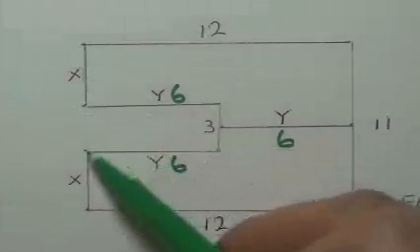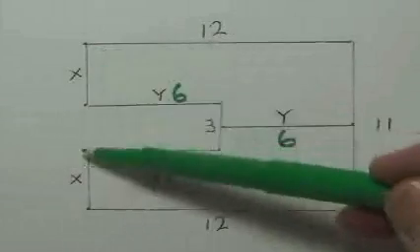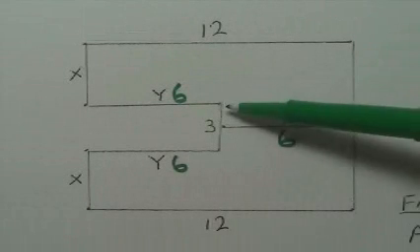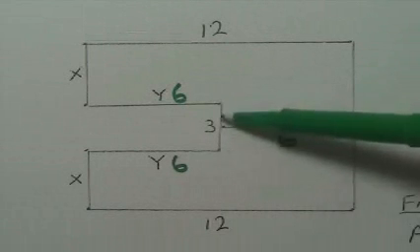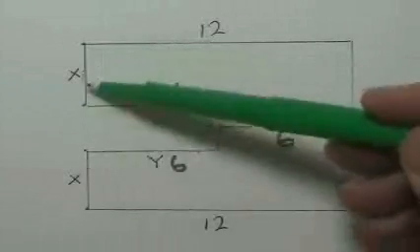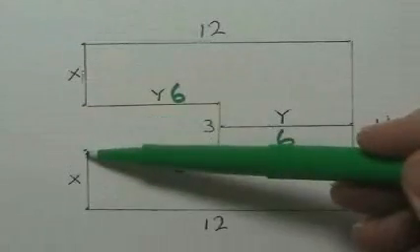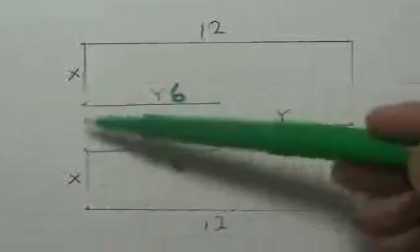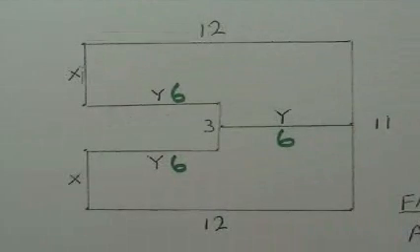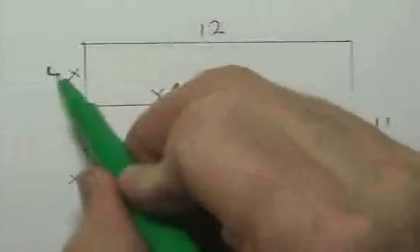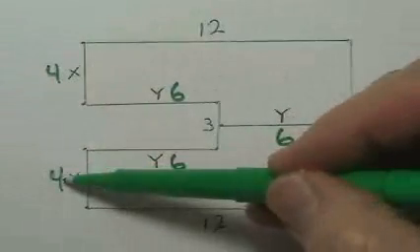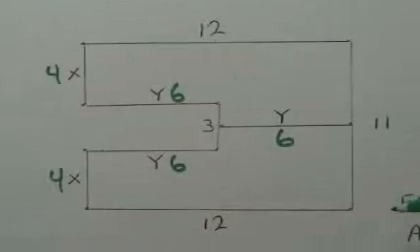Now for the x's. We notice going from top to bottom, it's 11. Now if I take away 3, that means 8. So these two together have to add up to 8. But they have to be the same number. So what must they be? 4. They must be 4. Right? Because 4 and 4 is 8, and then 9, 10, 11.